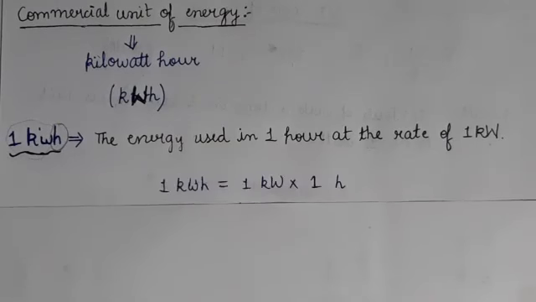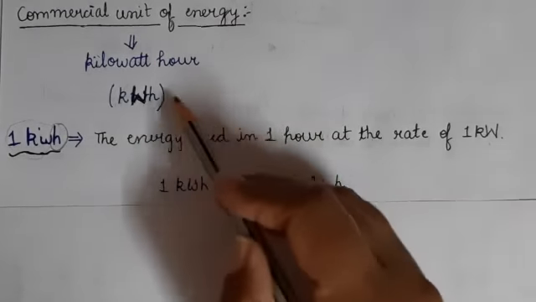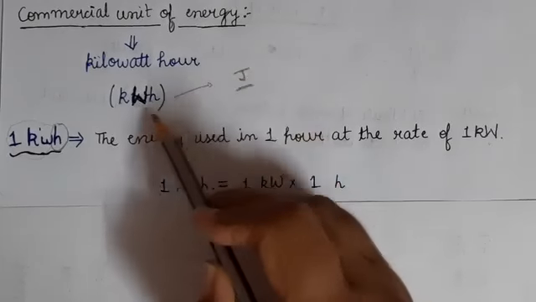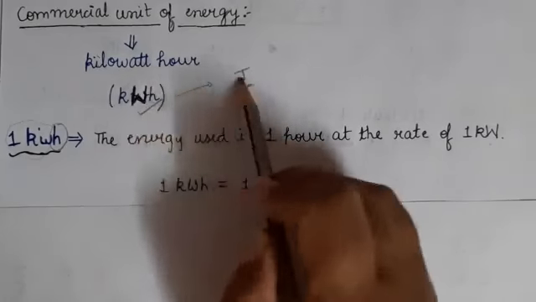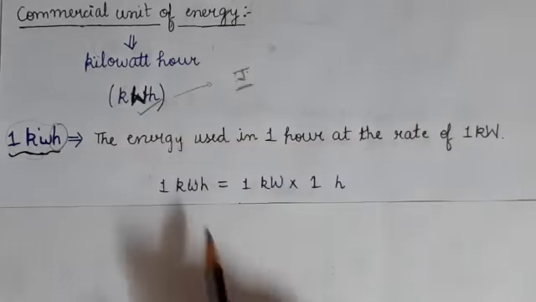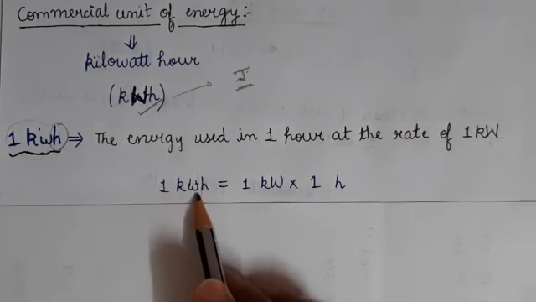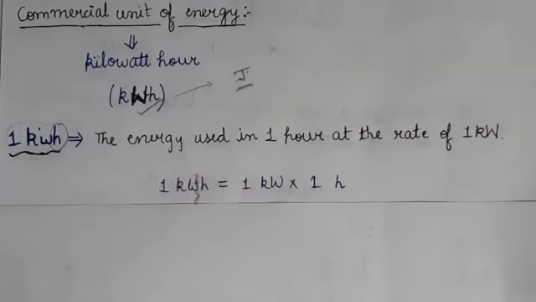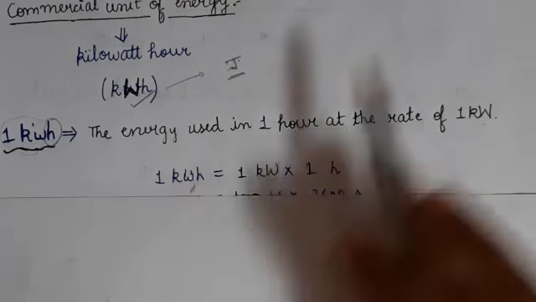Let us derive the relationship between kilowatt hour and joule, because joule is the smallest unit of energy and kilowatt hour is the bigger unit of energy. So let us derive what is the relationship between these two. You know that 1 kilowatt hour is basically 1 kilowatt into 1 hour. That is the short form, we can say 1 kilowatt hour.